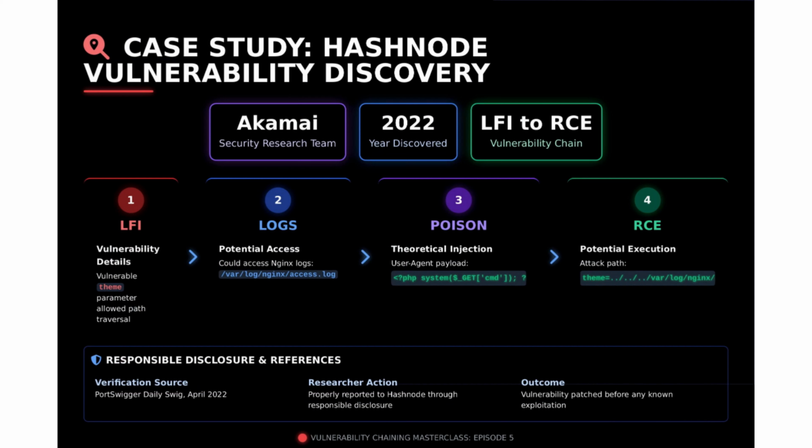The theme parameter allowed LFI. Logs could be accessed, and by injecting code in headers, attackers could have escalated to RCE. Thankfully, it was responsibly disclosed and patched. But imagine if it wasn't. Over 800,000 developers' data could have been exposed. This shows why LFI plus logs plus uploads are such a dangerous combo.